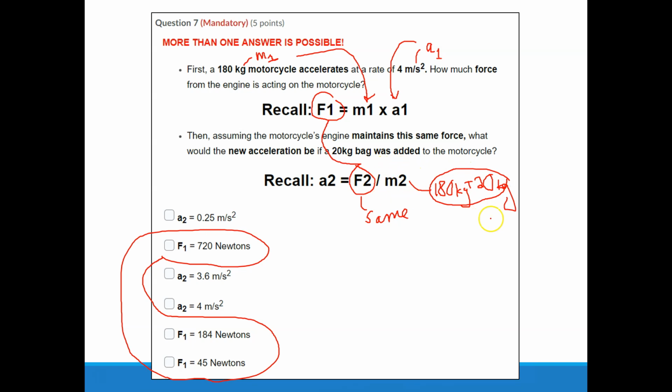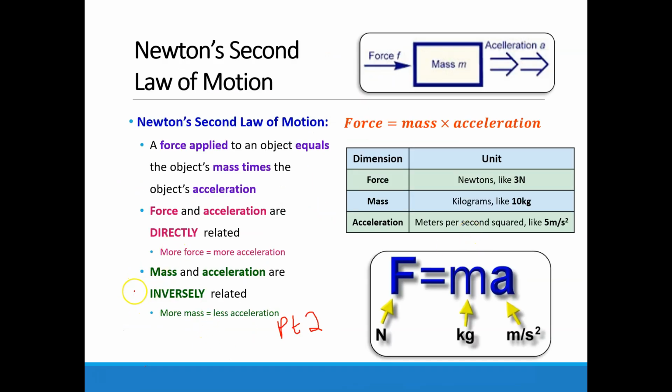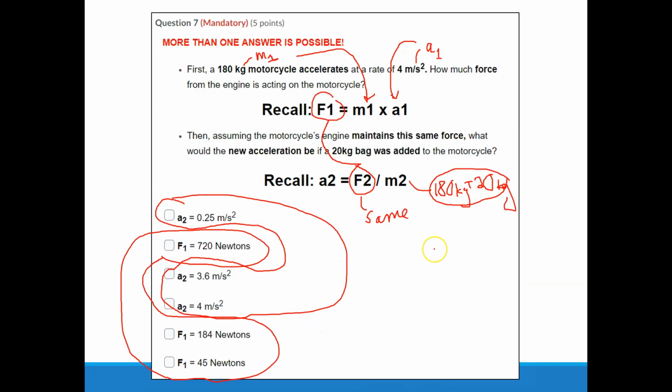For your second mass, you're going to plug in whatever 180 plus 20 kilograms equals, because that's the new mass of your motorcycle. So take the same force divided by this new mass, and you should figure out what your acceleration is. Choose one of these 3 accelerations. Ideally, what we should see is that if our mass is getting larger, since mass and acceleration are inversely related, our part 2 acceleration should hopefully be smaller. If it's not smaller, then we probably did the equation incorrectly, so make sure you double check your work.